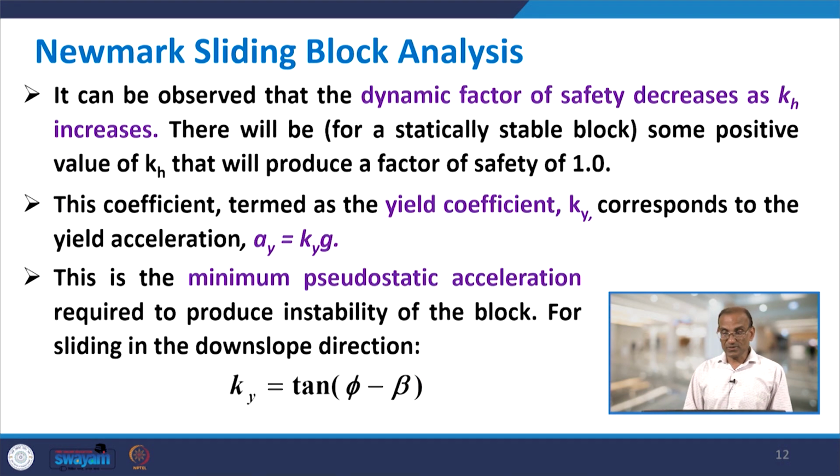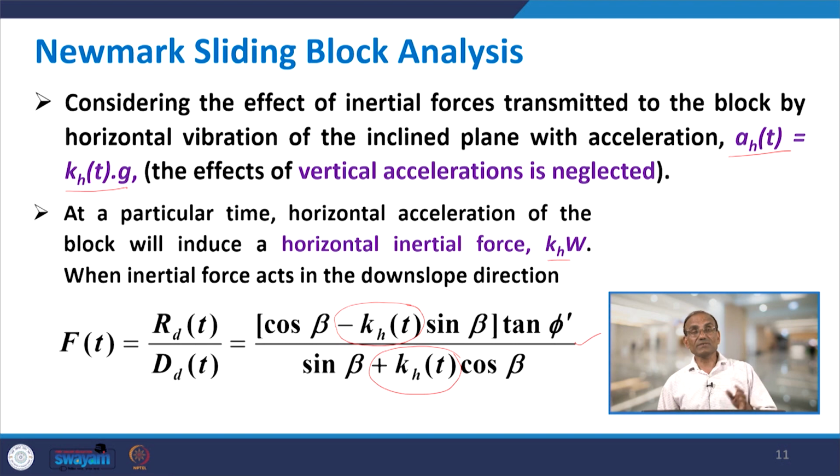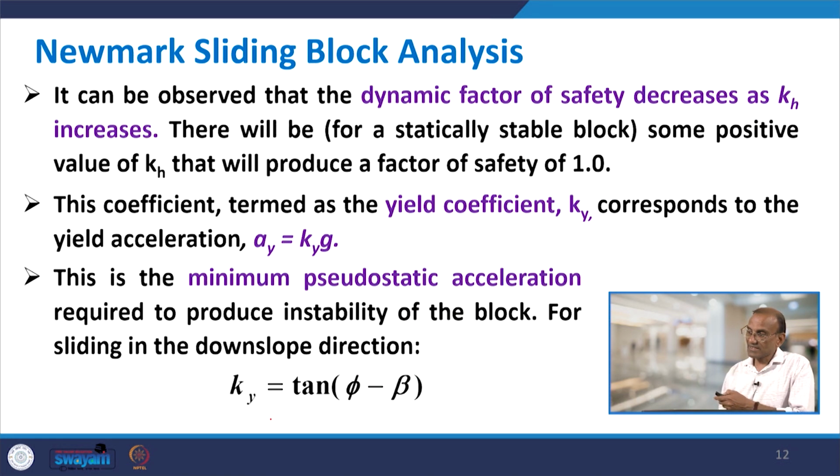Now, suppose the factor of safety in the static case is more than 1. Then if you increase the value of KH, what will happen? Your factor of safety will start decreasing, and then a point will come where the factor of safety becomes 1. And if I put factor of safety equal to 1 in this equation and solve, I get a very simple relation for KY. KY is nothing but the value of KH for when the factor of safety becomes 1.